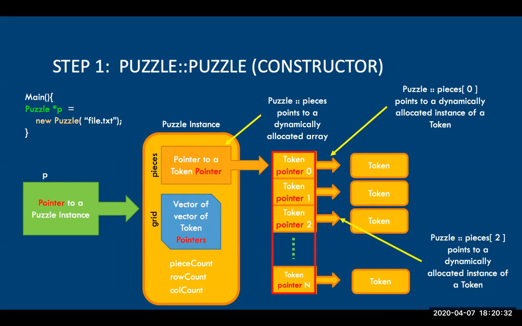So pieces of 2 is going to give me a pointer to a dynamically allocated instance of token, which should be the third puzzle piece that you read from the file. That's roughly how that goes.